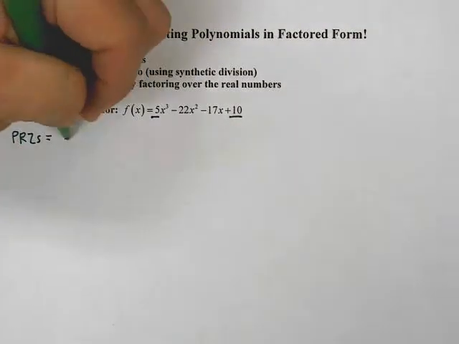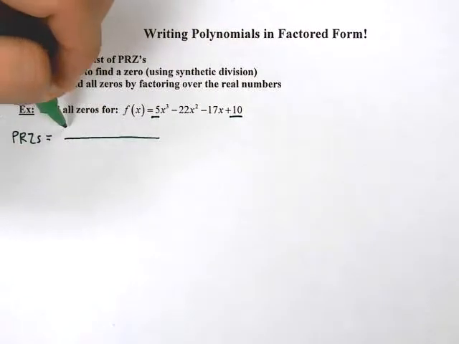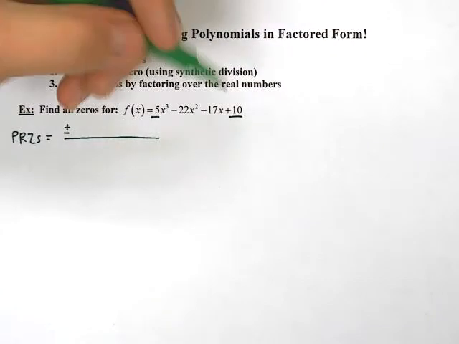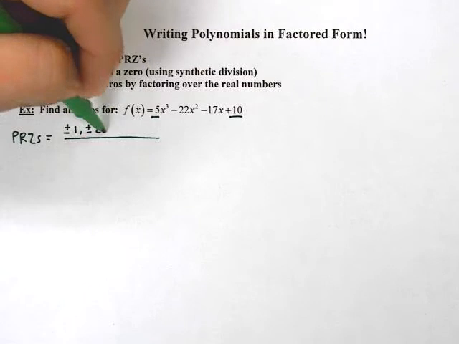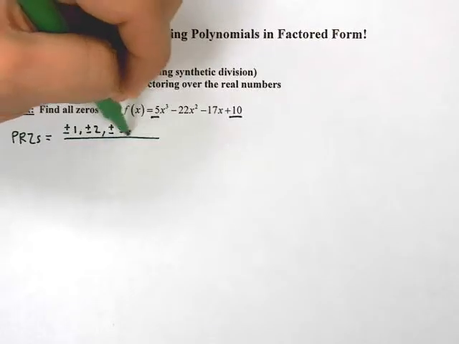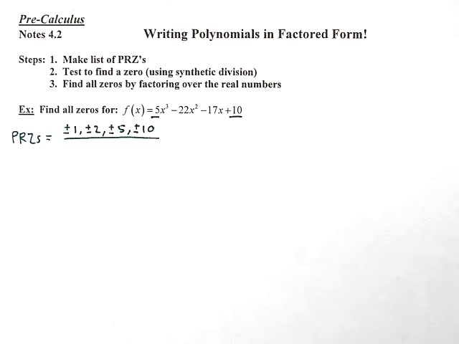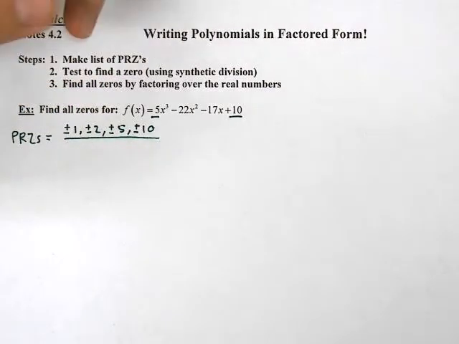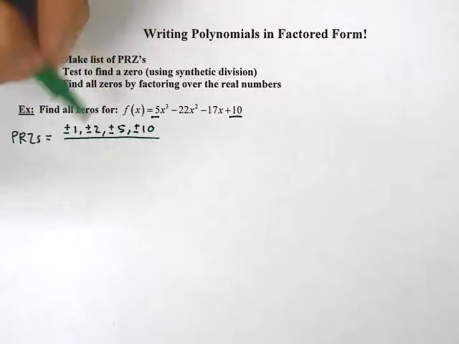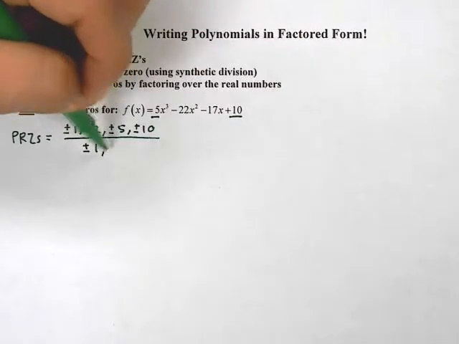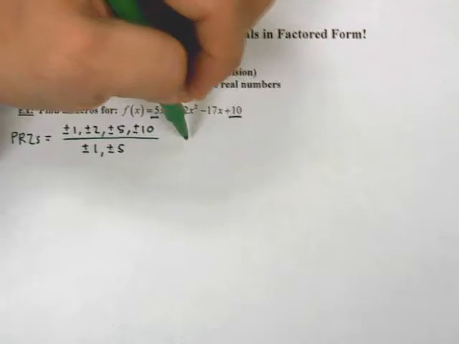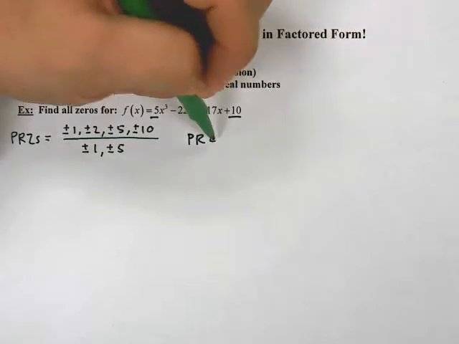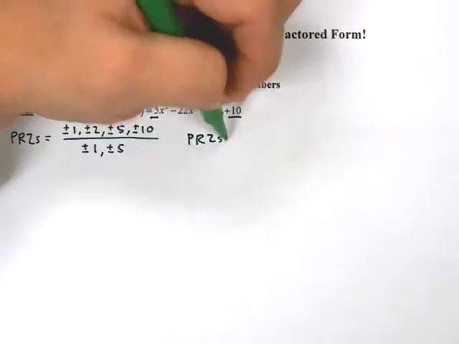So, PRZs, a list of the factors of the constant. So, plus or minus 1, plus or minus 2, plus or minus 5, plus or minus 10. And then the denominator is always the list of factors of the, excuse me, leading coefficient. So plus or minus 1, plus or minus 5. Okay? Now, we will keep going. We'll simplify this so we can actually get a nice list here.